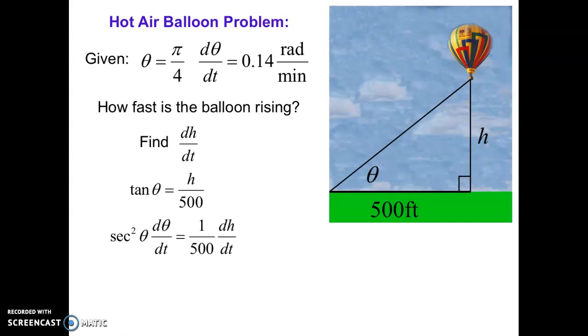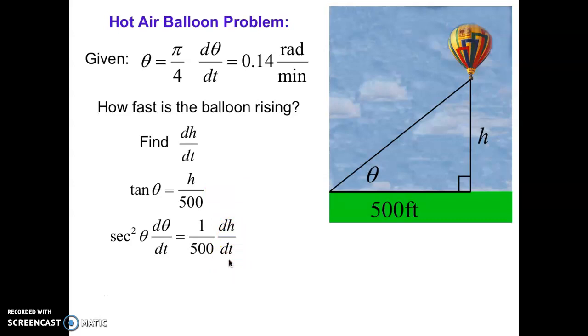Let's take the derivative of this expression with respect to time. When I do, I'm going to be using the chain rule. I take the derivative of the outside piece, the derivative of tangent is secant squared, leaving the inside function theta alone, times the derivative of the inside function with respect to time, which is d theta/dt. Now I take the derivative of this side. Remember, this is just 1/500 times h. So 1/500 is a constant, I'm going to pull it to the front, and then take the derivative of h with respect to time, which I don't know what that is, so I say dh/dt.